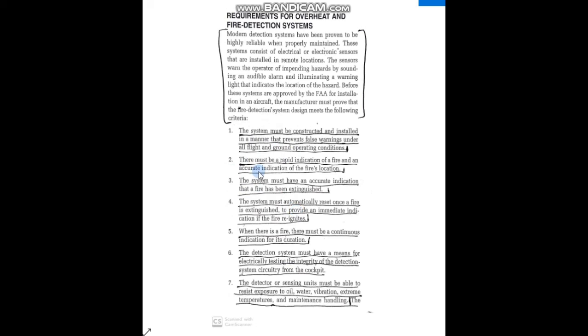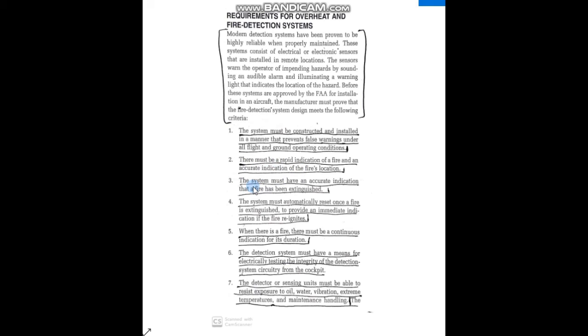The first requirement is the system must be constructed and installed in a manner that prevents false warning under all flight and ground operating conditions. That means the fire or smoke detection must not give a false warning in any condition, whether the aircraft is in flight or on the ground. The second requirement, there must be a rapid indication of fire and an accurate indication of the fire location. Our detection must give a fast indication of fire and also must indicate the location.